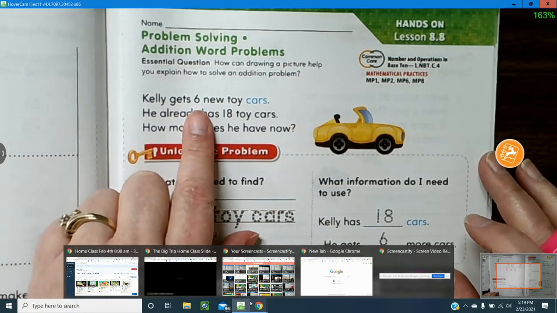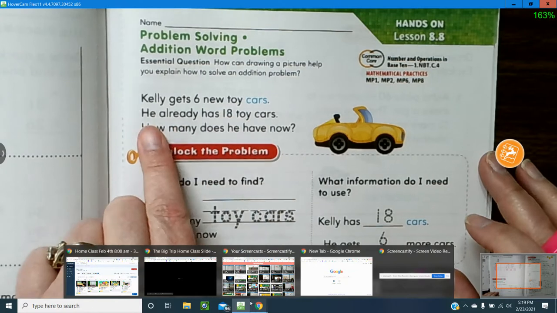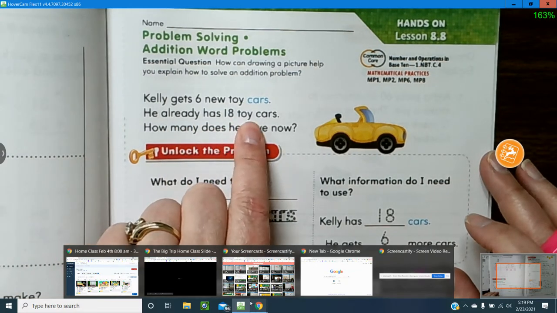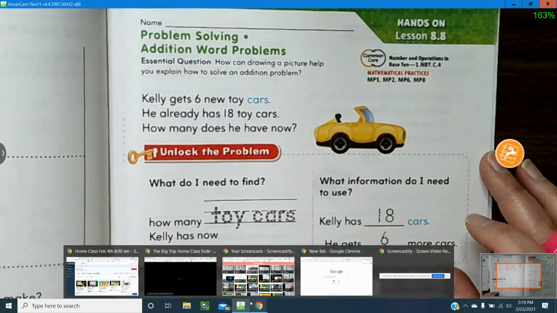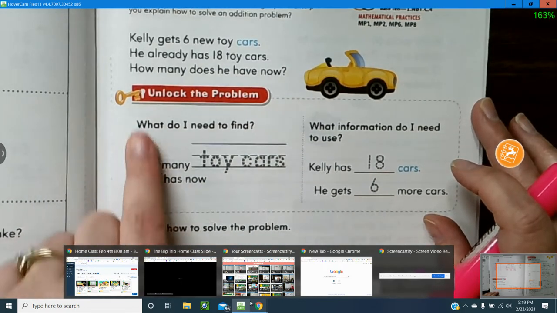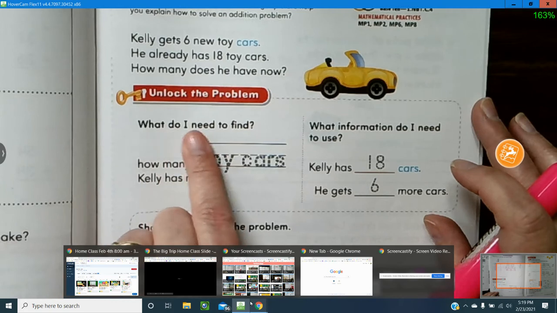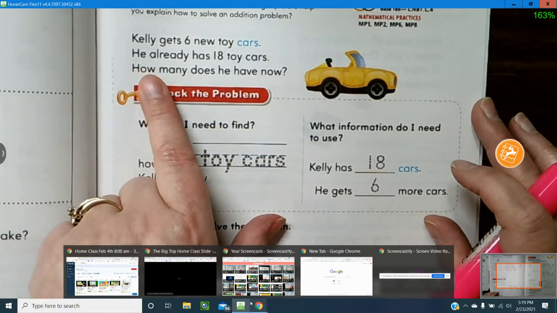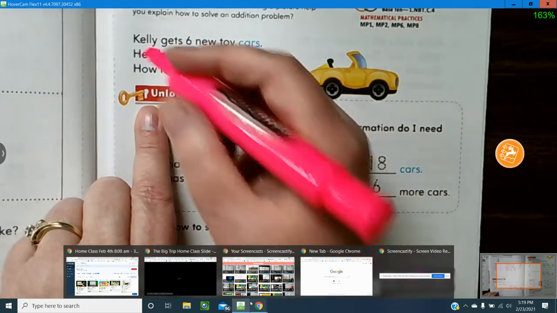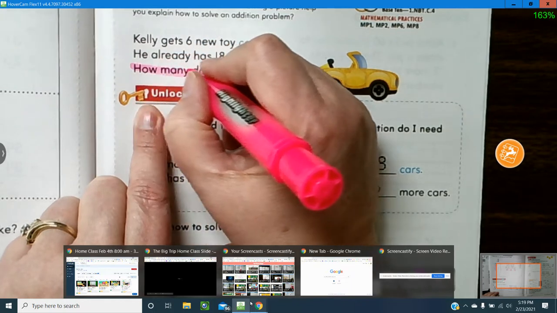It says Kelly gets 6 new toy cars. He already has 18 toy cars. How many does he have now? The first thing we have to try to figure out is what are we trying to find? It says, what do I need to find? We're trying to find how many toy cars Kelly has. See the question? How many does he have now? That's what we're trying to find.